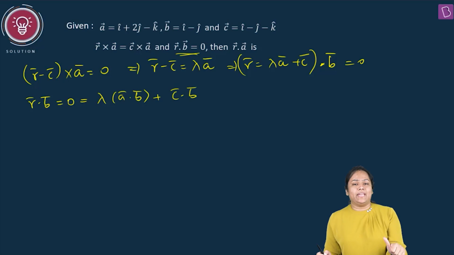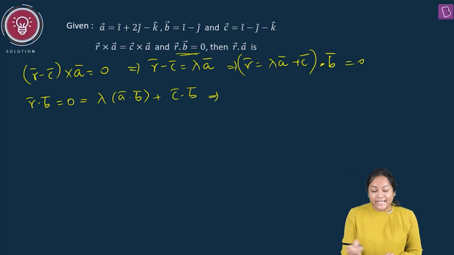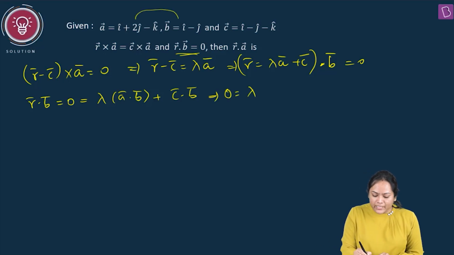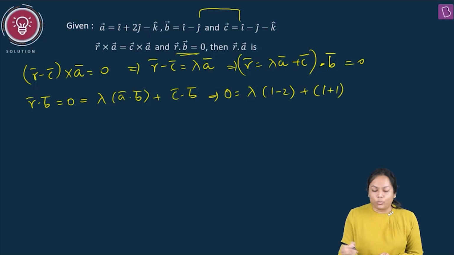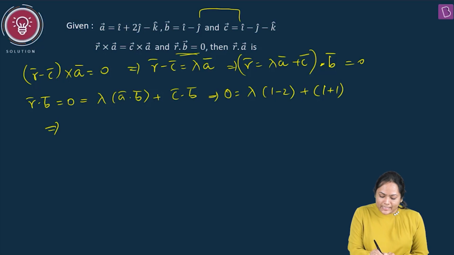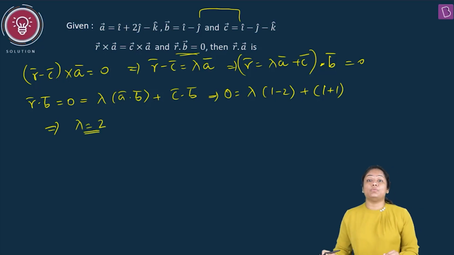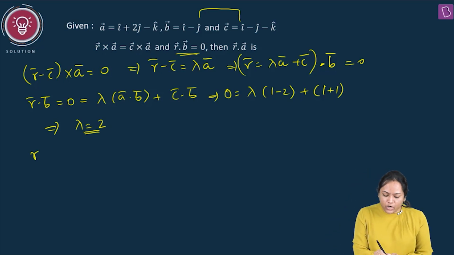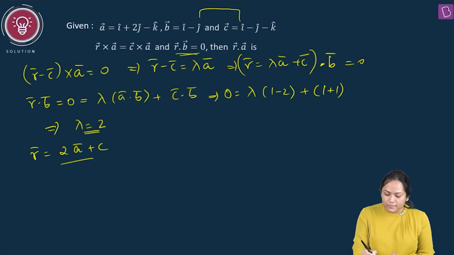Now we already have A, B and C. So quickly finding the values of A dot B and C dot B, it becomes 0 is equal to lambda times my A dot B value, which will be 1 minus 2, while my C dot B value will become 1 plus 1. So from here I can say that my lambda value is equal to 2. Clear?